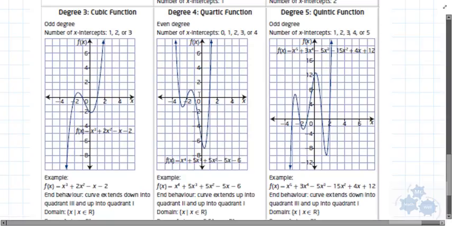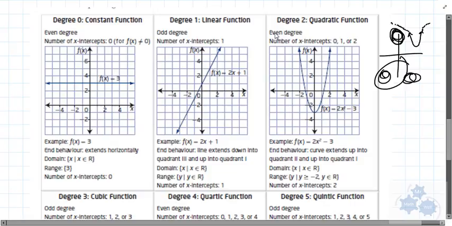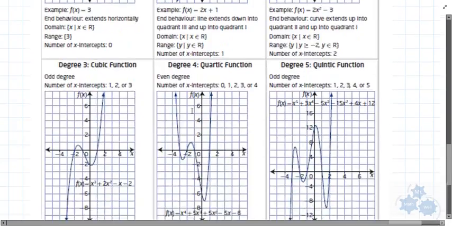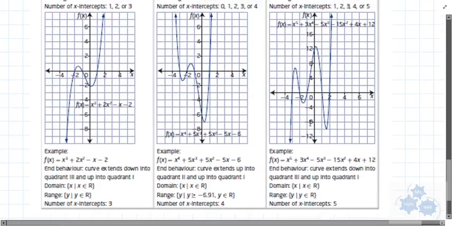Here's degree 4. They start to look a little bit funny. These shapes are pretty funny, but end behavior is the same for all even degree polynomial functions. Notice this is even, just the same as this is even, and this is even. So there are some similarities there.